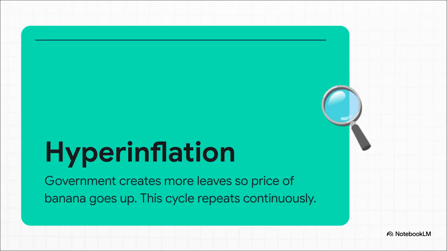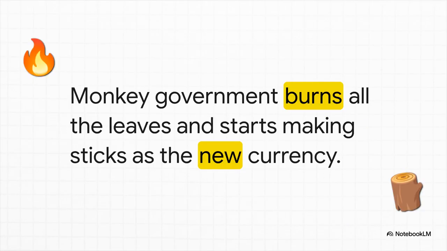Step 3, flush with all this new cash, the monkeys rush out to buy more bananas. And step 4, because of this huge, sudden spike in demand, the banana price just shoots right back up to keep pace. And the thing is, the monkey government just keeps reacting to this. Prices go up, so they print more leaves. Monkeys buy more, prices go up again to meet demand, so the government prints even more leaves, and prices literally skyrocket. It is a completely ridiculous, endless loop.